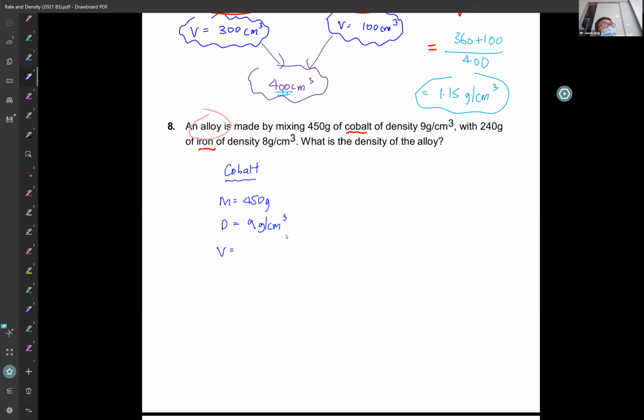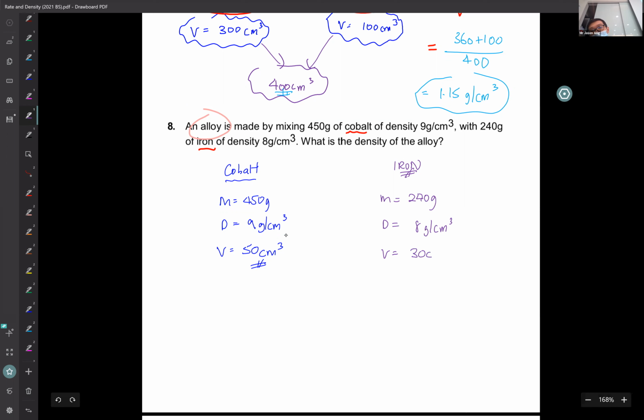What do you guys have? Please tell me. Sorry, 50 cm cube. Okay, 50 cm cube is the volume. Then now, write out all you know about iron. Iron, the mass is 240 grams. The density is 8 gram per cm cube. Okay, what is the volume going to be now? Do this for me. What would you get, all of you?